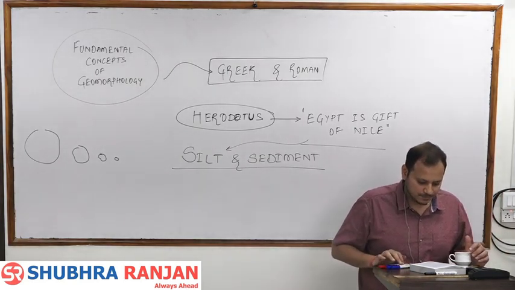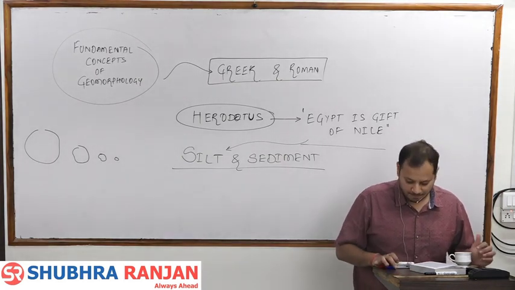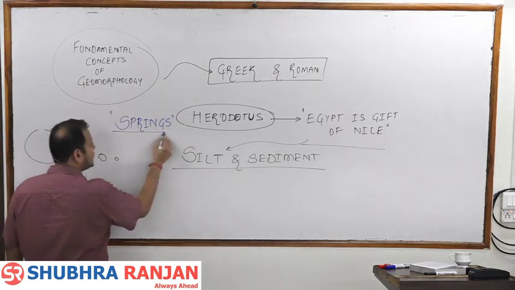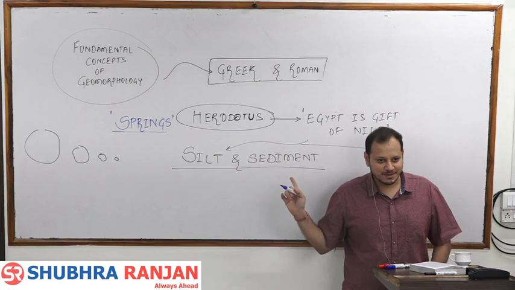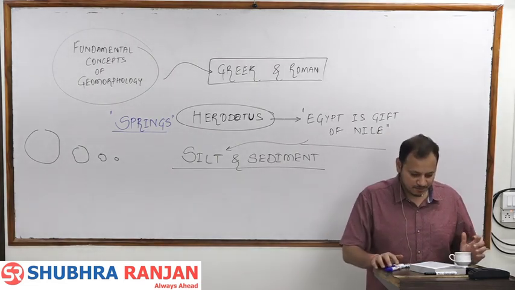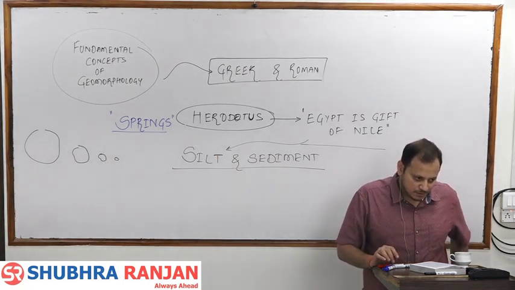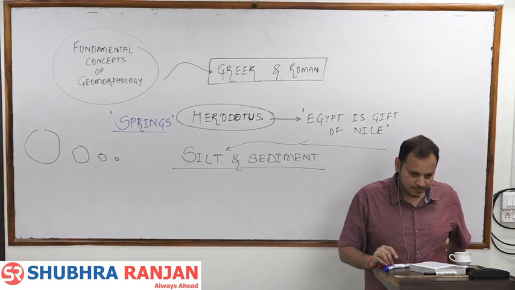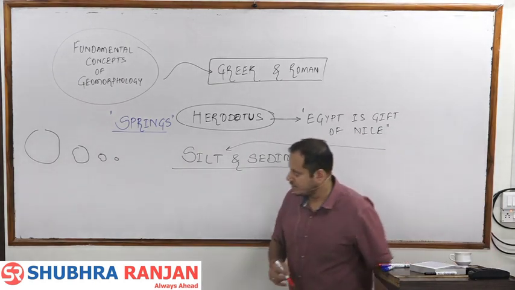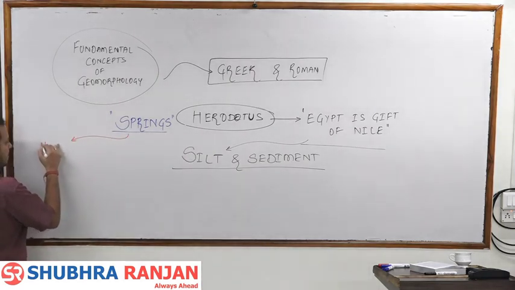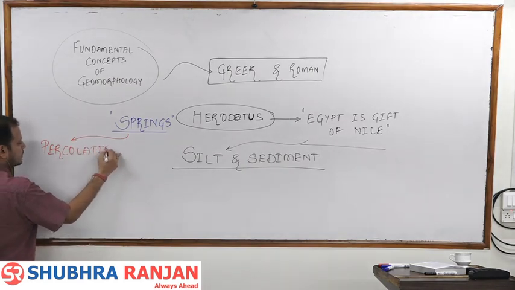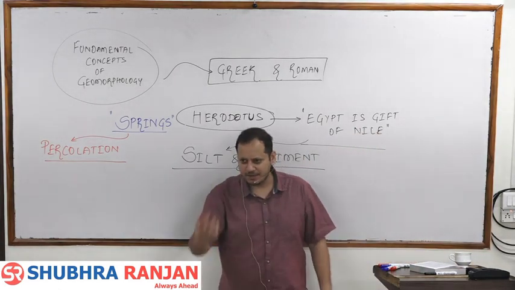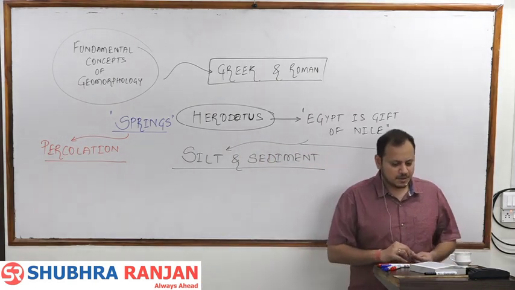Aristotle talked about the origin of springs. Remember, we are doing geomorphology, not climatology. So here spring means a stream of flowing water, not the season spring. Getting it? It means water that is flowing. He talked about the origin of springs and explained the formation of the springs, which he believed was formed due to percolation. What do you mean by percolation? Seeping down of rainwater. Percolation. I have written the spelling here. Percolation of rainwater.